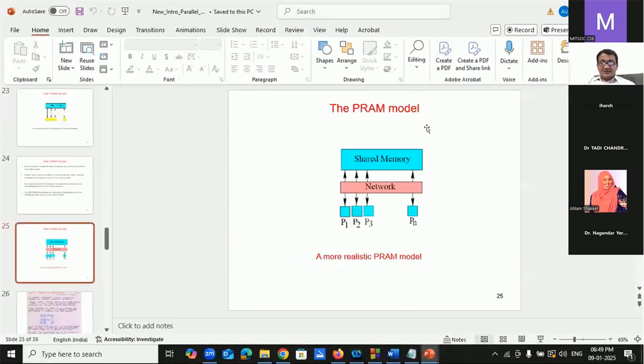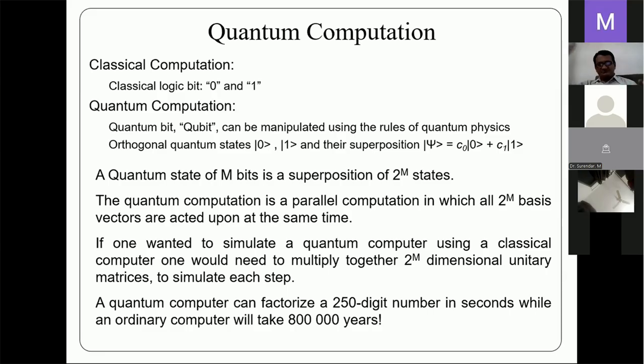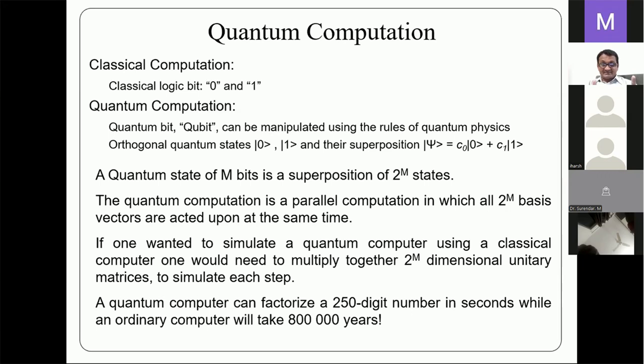how this 2 raised to m bits works. So the quantum computation is a parallel computation, and this is a very, very important statement, everybody is requested to understand. A quantum computation is a parallel computation in which all 2 raised to m basis vectors are acted upon at the same time. Is it clear? All of you getting? So please understand mathematically, this is very, very important.